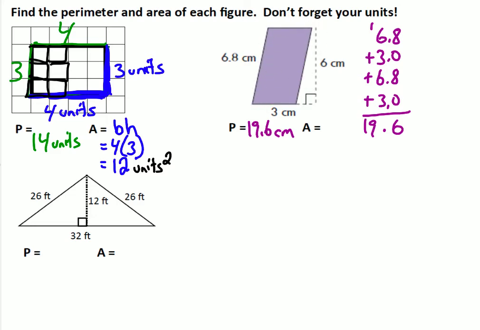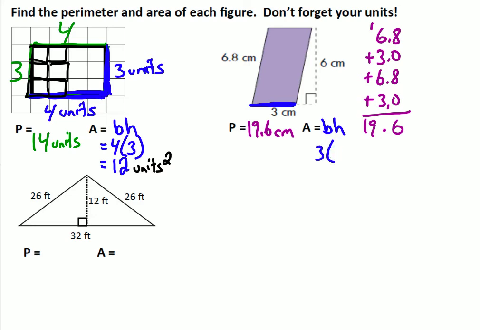Now we're going to go to area, and this is where the formula comes in. So this is a parallelogram. Think of it as a rectangle that's leaning over. So I want to do base times height. Well, my base is 3. That's my flat bottom edge.